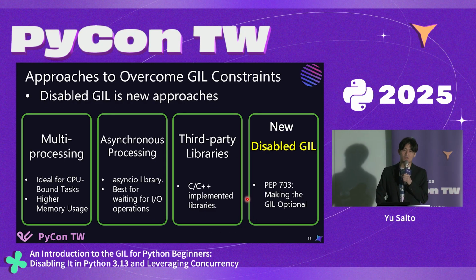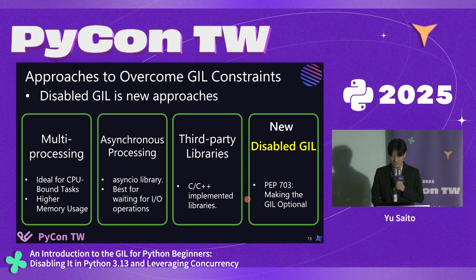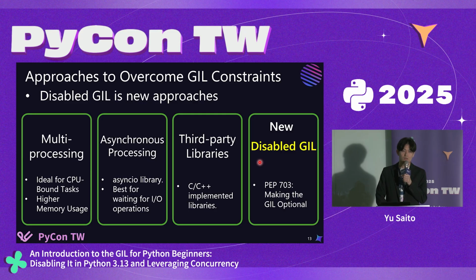To overcome these GIL constraints, there are some approaches. Multiprocessing, asynchronous processing, and third-party libraries have been used in the past. However, starting from Python 3.13, a new approach has been added. The new approach is, as you already know, using the disabled GIL. And now I will describe each of the approaches to overcome GIL constraints.